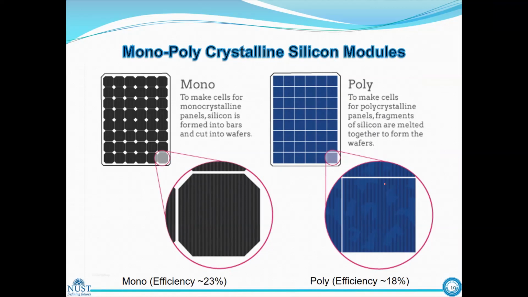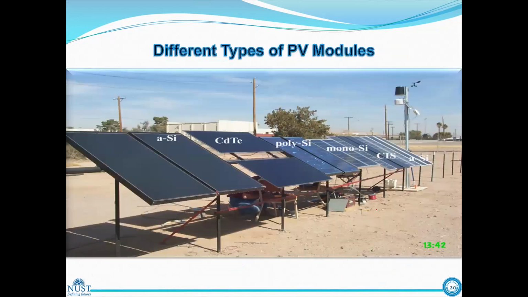On the other hand, polycrystalline can be bluish in color. They can have sharp corners, and they can be shaded in different shades, light and dark blue. But they can give 18% efficiency. On the other hand, they have lower cost, surely.